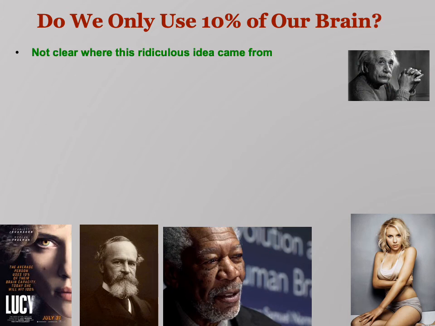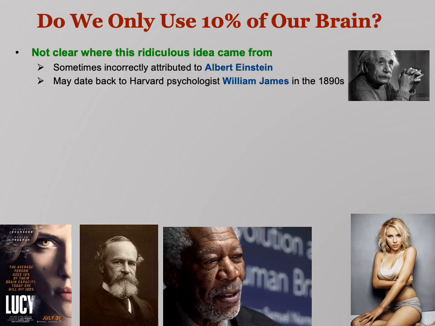It's not clear where this ridiculous idea came from. Nobody knows where somebody came up with the idea that you would only use 10% of your brain. That's the goofiest thing anybody has ever heard of. Sometimes people say that Albert Einstein said that. He didn't say anything remotely like that. It may date back to Harvard psychologist William James in the 1890s, who wasn't really saying that we only use 10% of it. He was just saying that we're capable of doing more than we do generally.